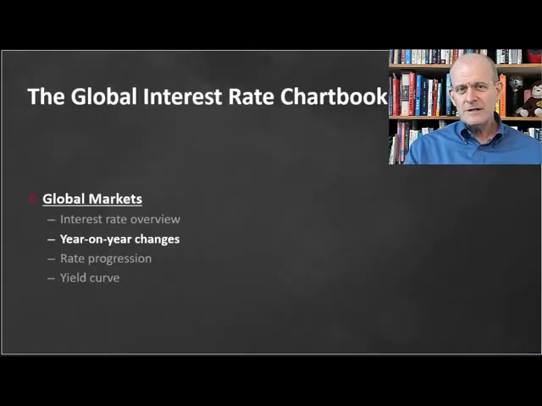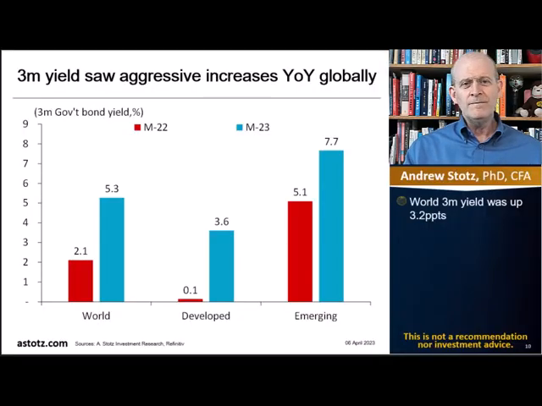Next, let's look at the year-on-year changes. What's today versus 12 months ago? What we can see is that 3-month yields saw aggressive increases year-on-year across the globe. The yield 12 months ago for 3-month government bonds was 2.1 across the world, and now it's 5.3, which means it's up about 3.2 percentage points.